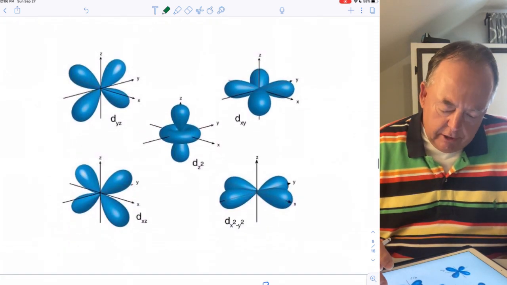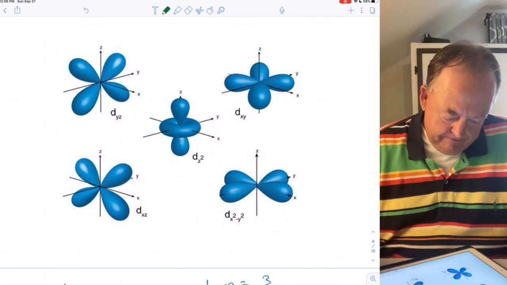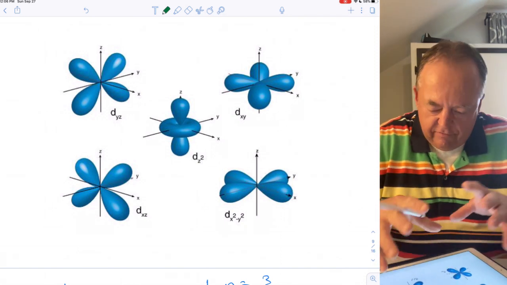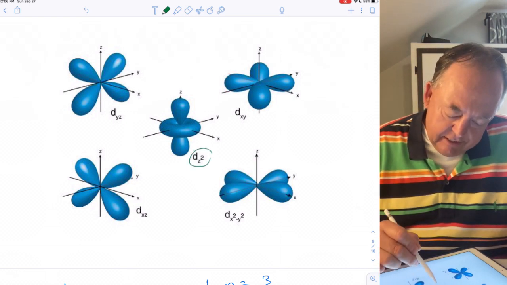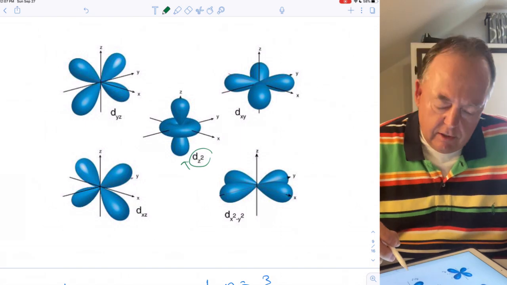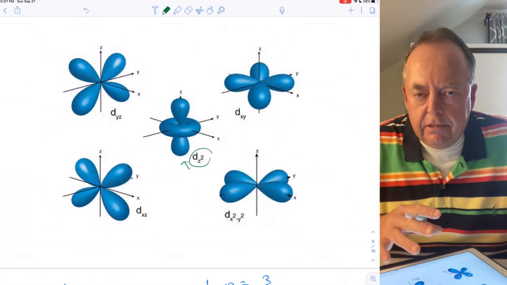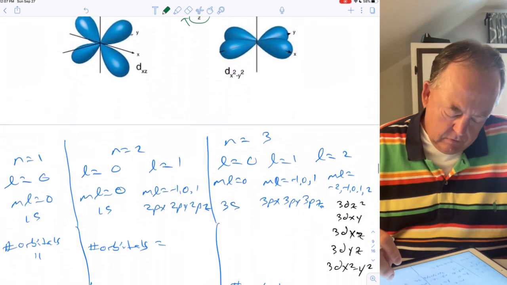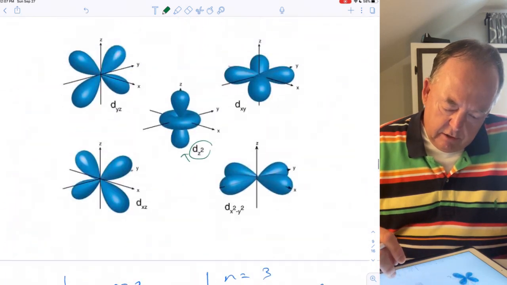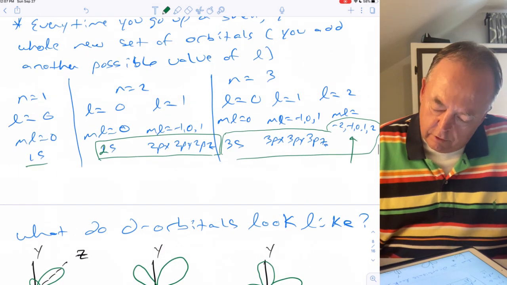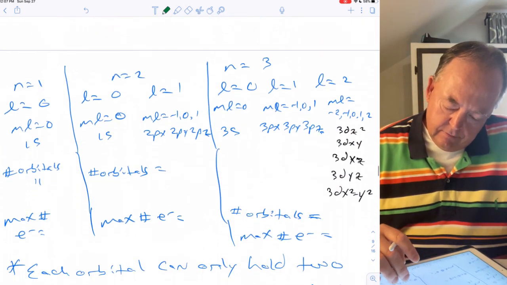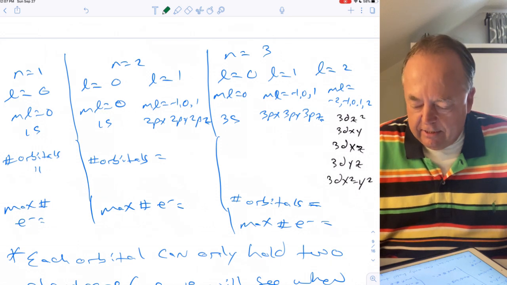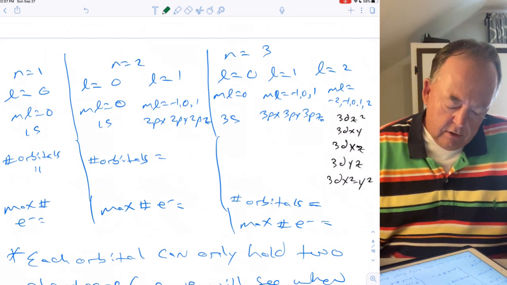Or if you Google it, you can get nice, prettier pictures, right? So they just have their XYZ Cartesian coordinate system defined differently, right? But there you have dz squared, right? You can see the dumbbell with a donut around the middle. So the electron can be anywhere in that space. Okay, so I just took this then, and I filled in what these 5 d orbitals are called. Right, dz squared, dxy, dyz, dxz, dx squared minus y squared.